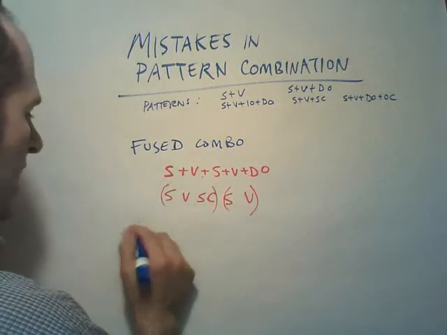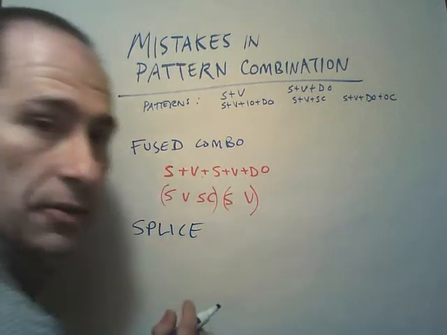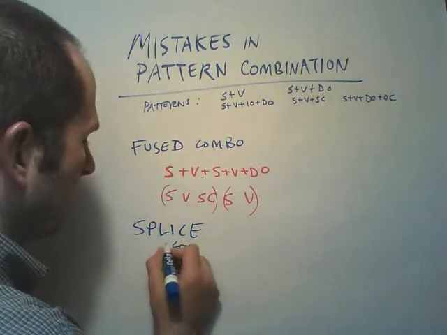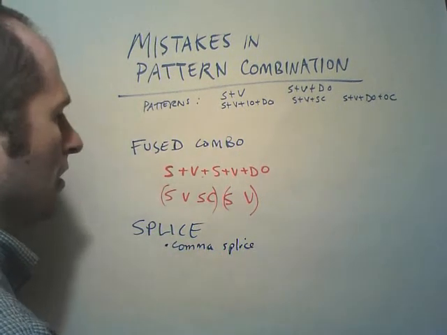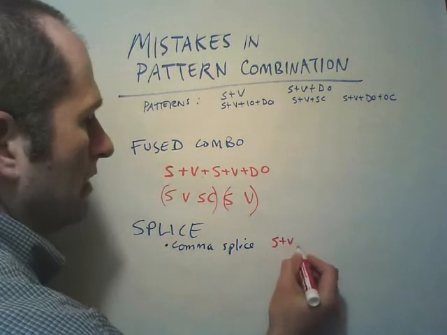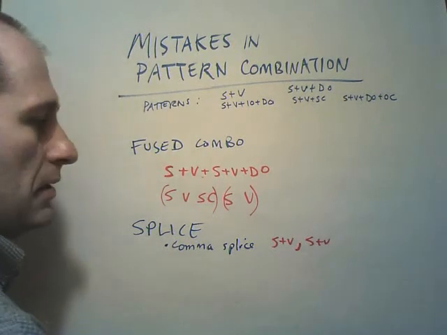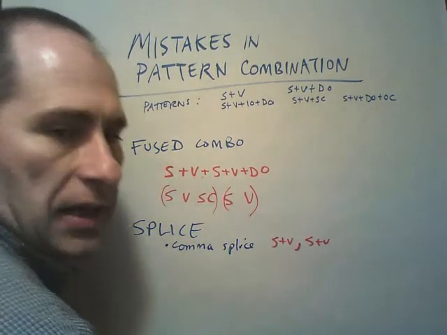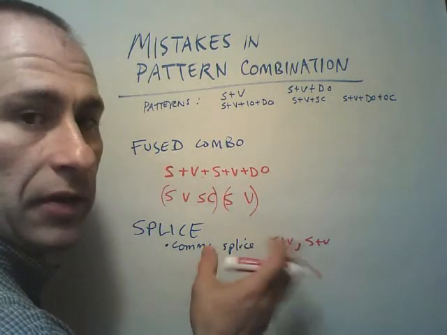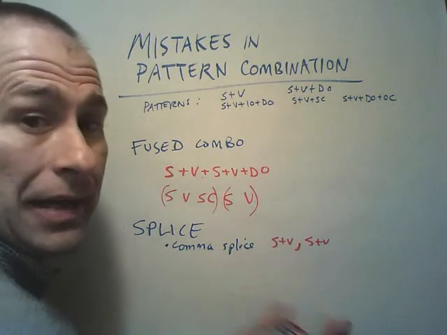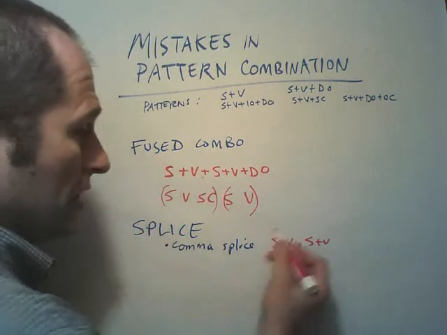The next one is a splice. Now there are 2 types of splices, okay? One is the comma splice, where you take a pattern, let's say S plus V, and then you just put a comma there, and then you do another S plus V or something like that. You can't do that. You can't take 2 patterns and just jam them together and then put a comma between them. The comma will never carry that weight. It can't combine. A comma cannot combine, as much as we might like to think it does. It can't. Okay?